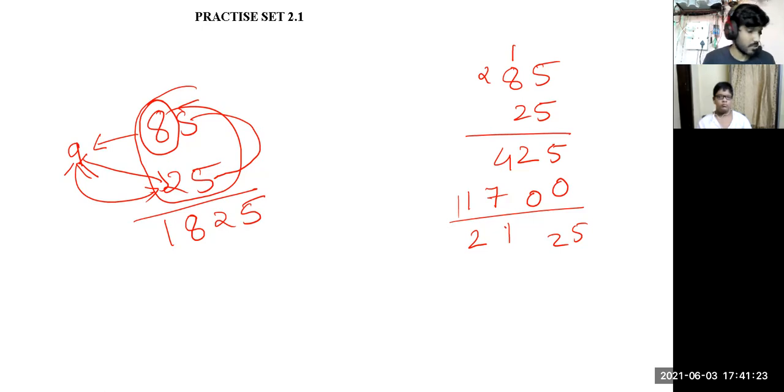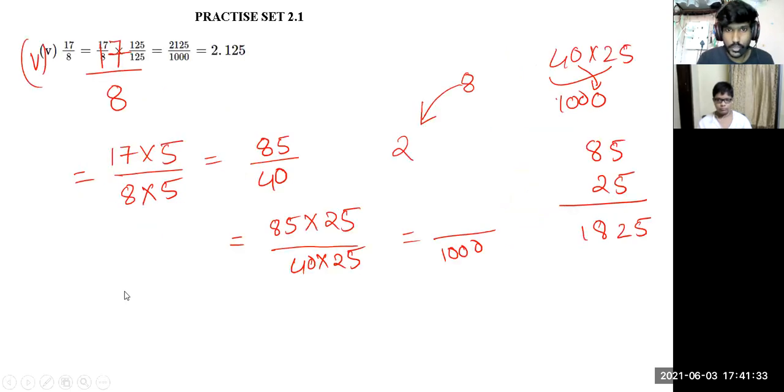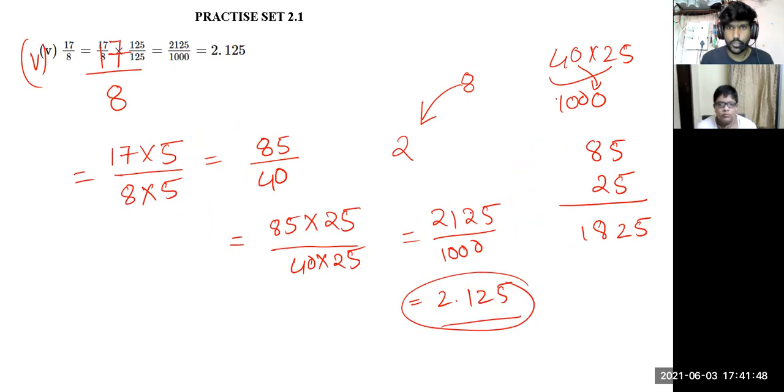Okay, I think in that trick I have made some mistake. I'll recheck my trick and I'll let you know in the next class. Okay, so this we know is 2125. So I'll just write here 2125. And in decimal point, what will be the answer? 2.125. Okay, just keep this in mind. For now, you just do the long multiplication.